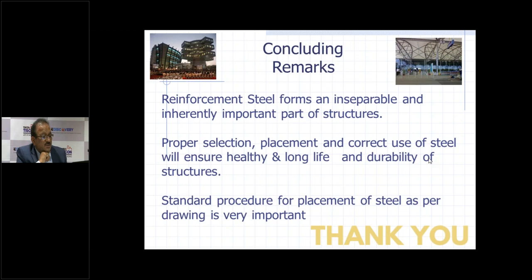And Mr. Damodar Sahu is saying, can we use PVC cover block? PVC and plastic all have issues of bond with the concrete. I would prefer concrete blocks.